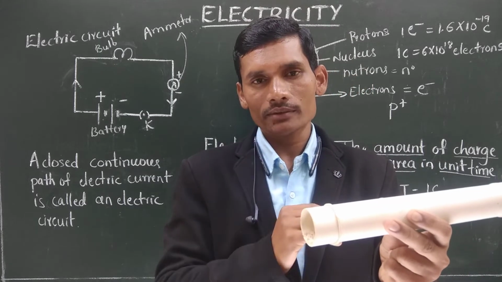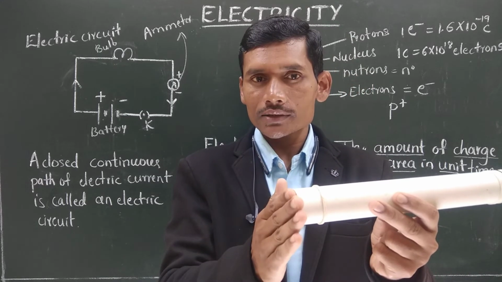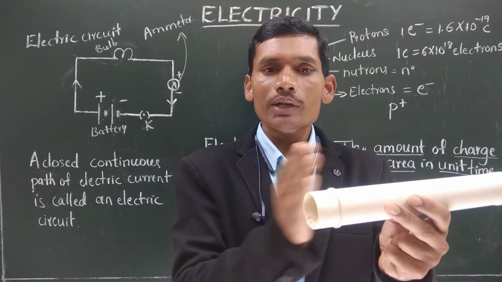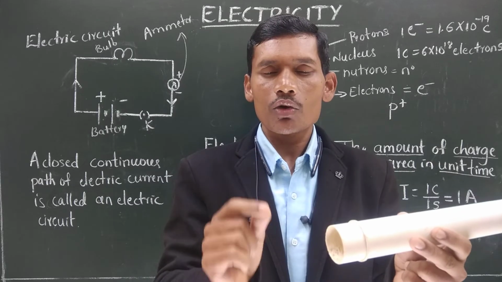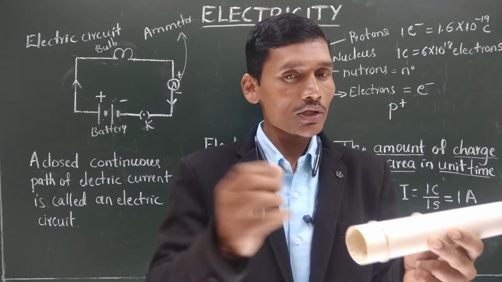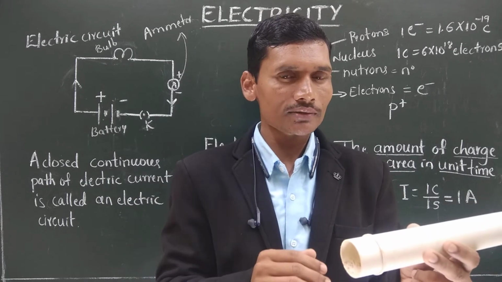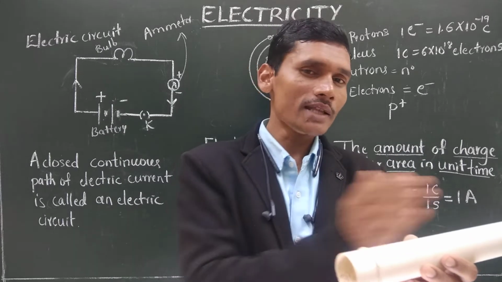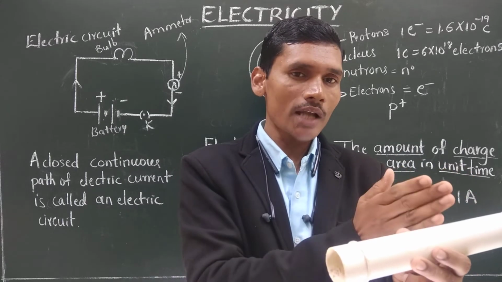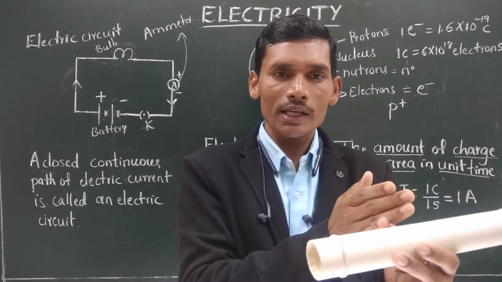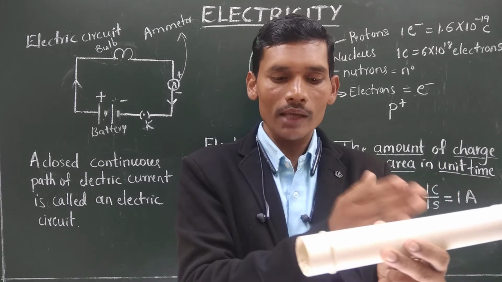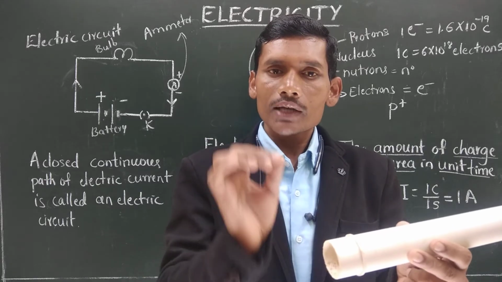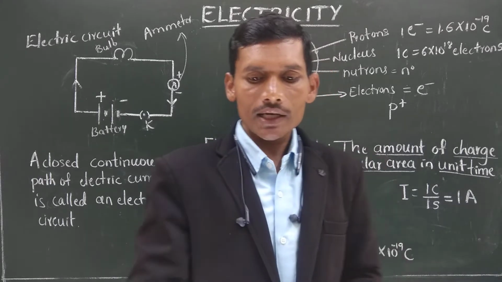So how to say that? The amount of charge flowing through a particular area in unit time gives us what? Electric current. You have understood already now what is charge. Those charges will be flowing, right? So how much charge is flowing there? That amount of charge flowing through a particular area in unit time gives us electric current.